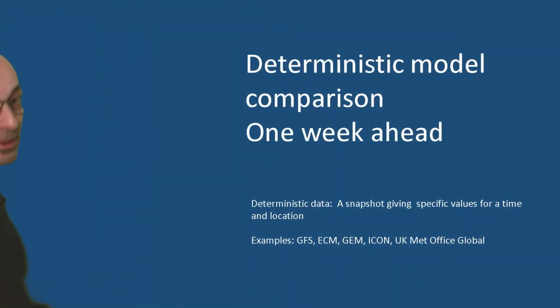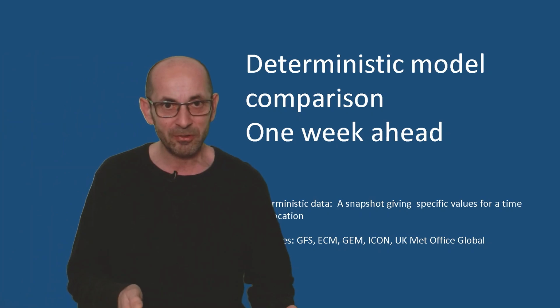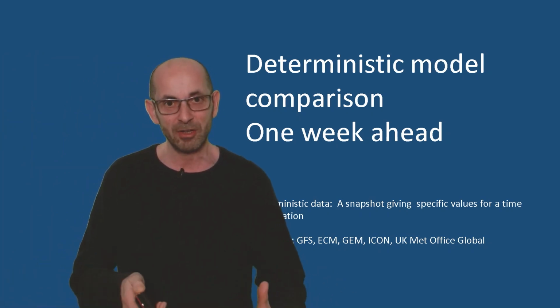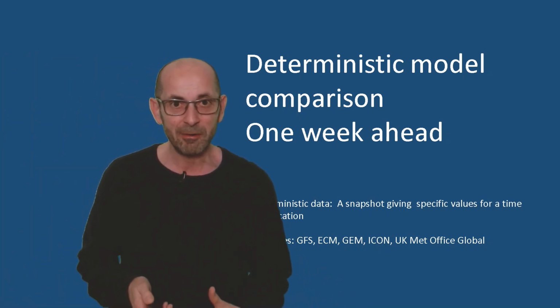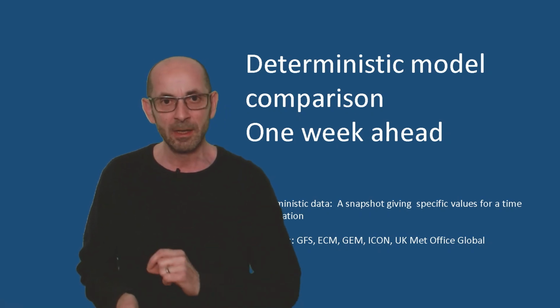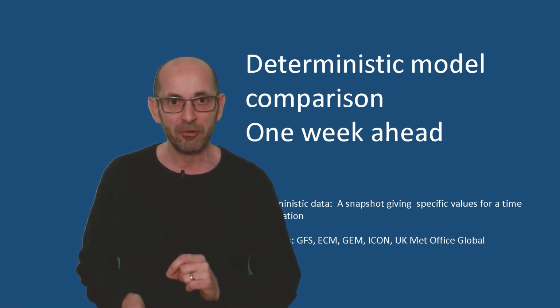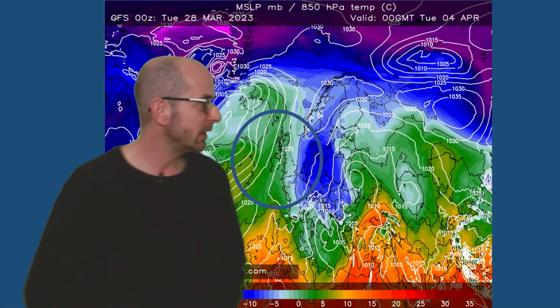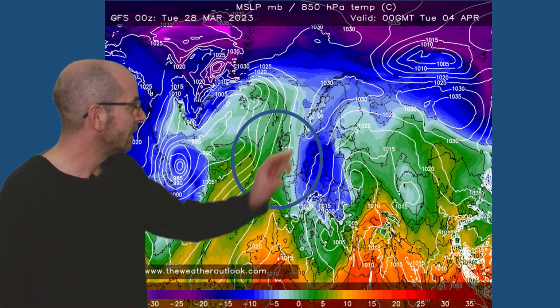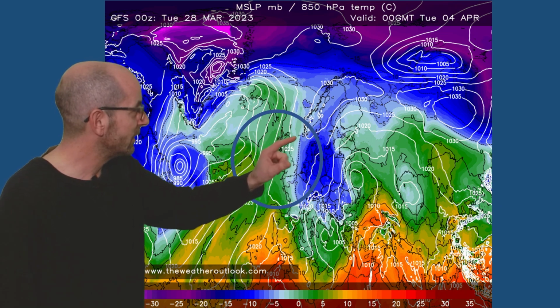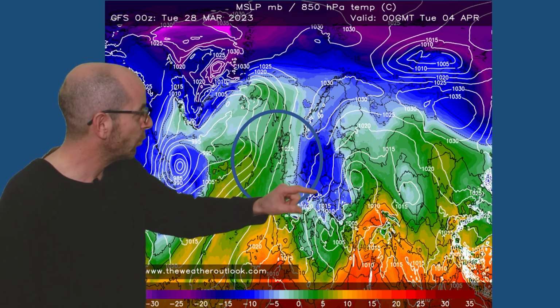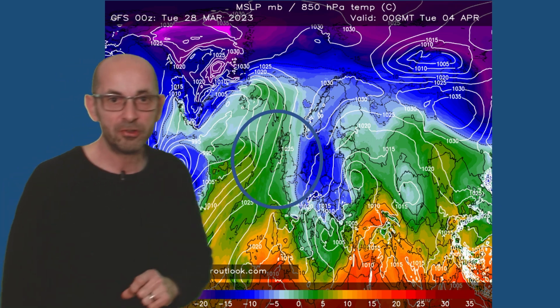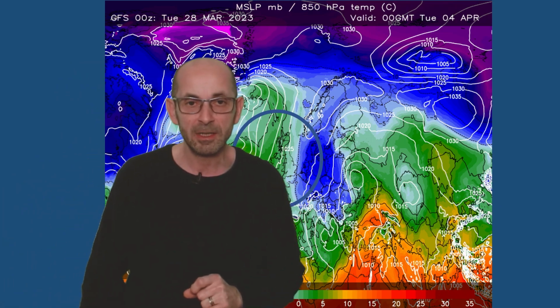So looking at the deterministic models together, how do things shape up? Do they help clarify the extent to which high pressure will be influencing things towards the end of week 1? Here is the GFS, which the model sequence was based on, Tuesday, the 4th of April. High pressure here. There's the cold air over Western Europe, and it's just pushing into eastern parts of England.